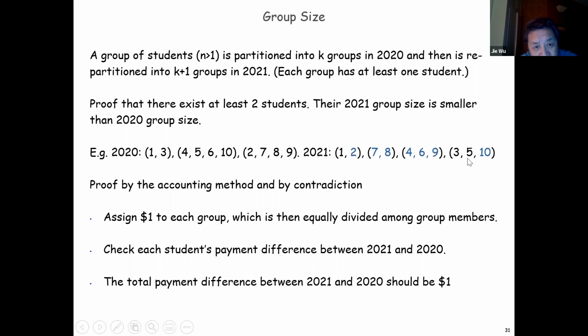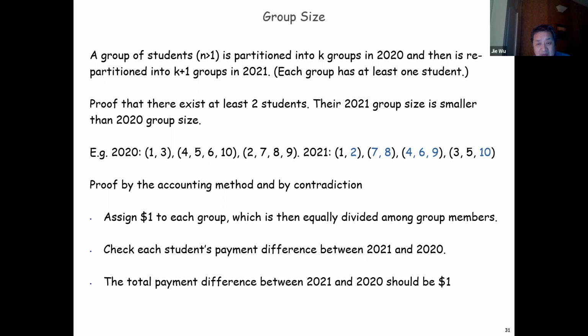3 and 5: let's look at 3, it is not, because 3 stayed in a smaller group last semester. 5 now is in a group of 3, also a smaller group. But 10 is not getting smaller. Now it's a smaller group, used to be a group of 4. You see the problem now? The challenge is that we don't know the partition, how you repartition. It has nothing to do with last year's partition. How do you prove that there are at least 2 students whose group size is smaller, not 1?